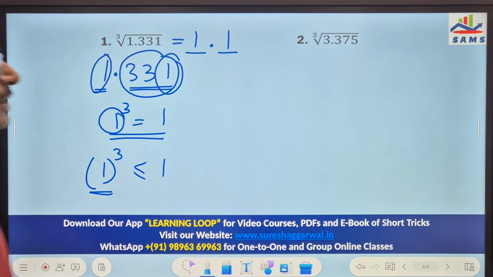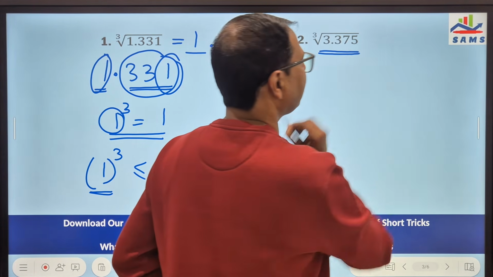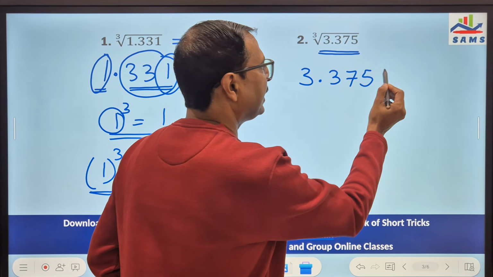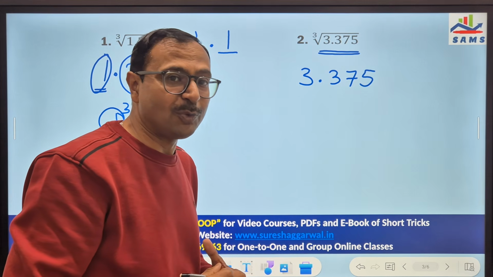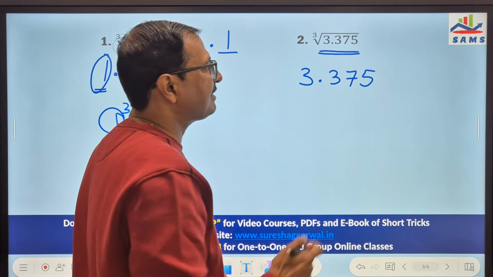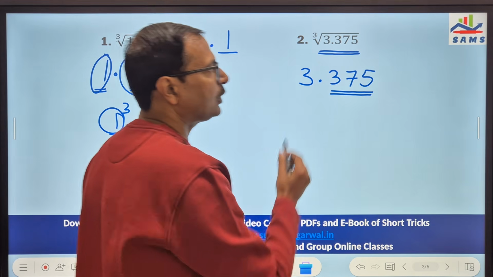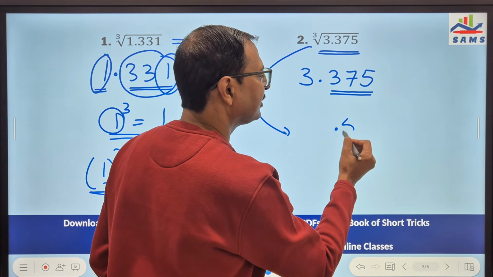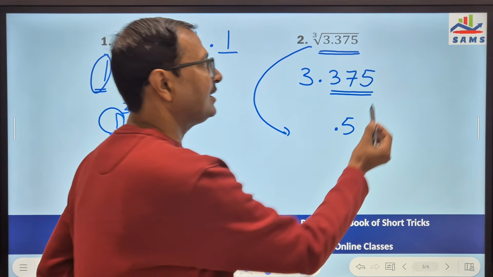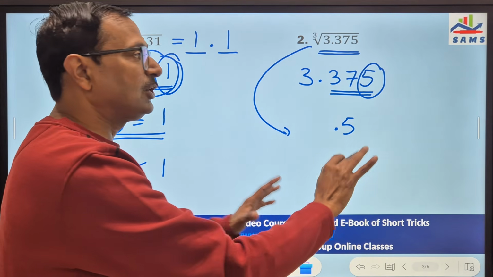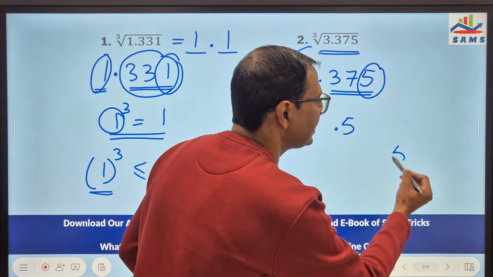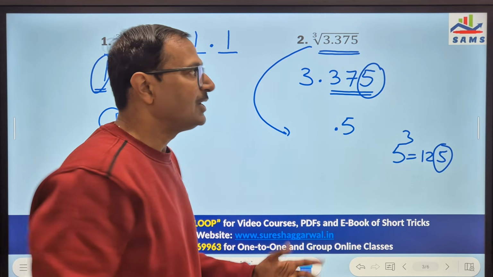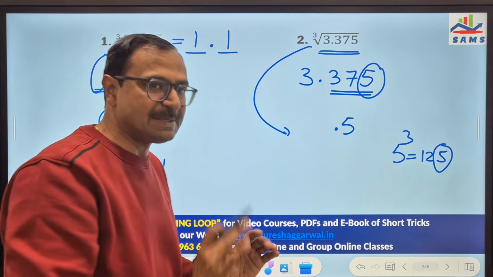Now similarly here you can see 3.375. Now the things are starting to get complex, but not that complex which will make you feel troubled. So 375 is a triplet. If I have to find the cube root, my answer will be decimal 5. Why? Because it ends in 5, and there is only one cube which ends in 5, which is 5 cube itself. 5 cube is 125, ending in 5. Right? So ends in 5 means decimal 5.